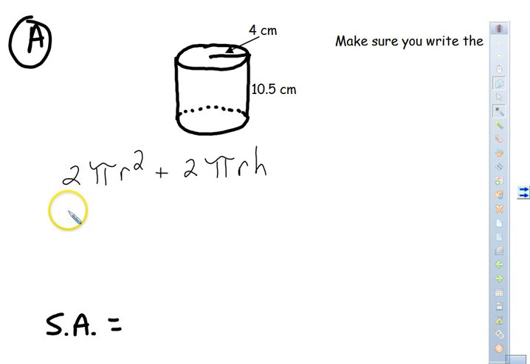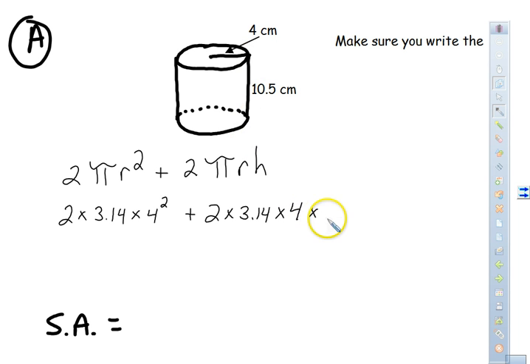Alright, so let's go ahead and plug this in. So we have 2 times 3.14, and yes, I do want you to use the 3.14 instead of pi, times the radius, which they did give us, that is 4, make sure it's squared, plus 2 times 3.14 times, again, the radius is 4, and times the height, so 10 and 5/10. So now you can simply take your calculator.